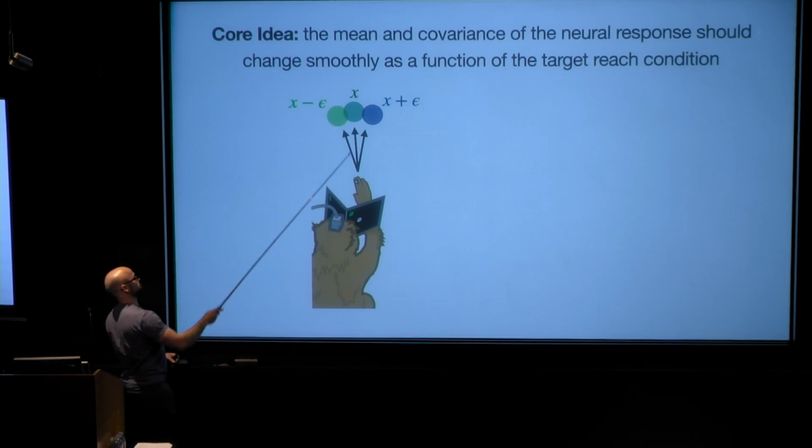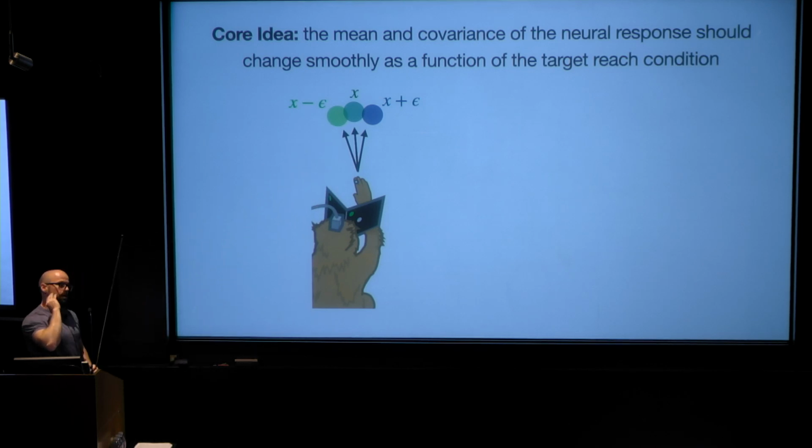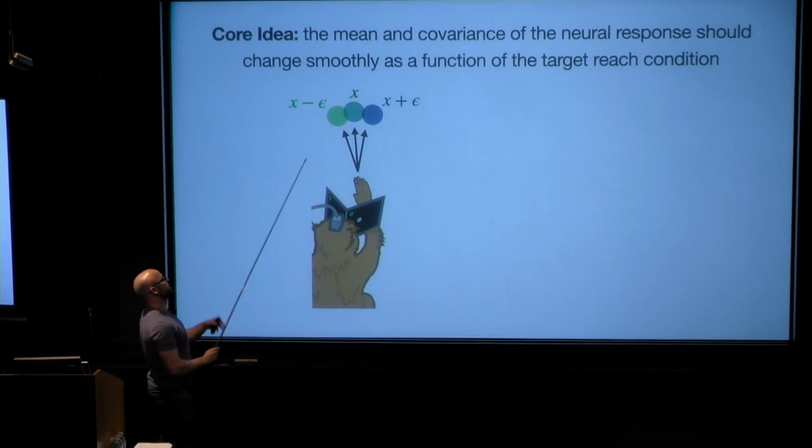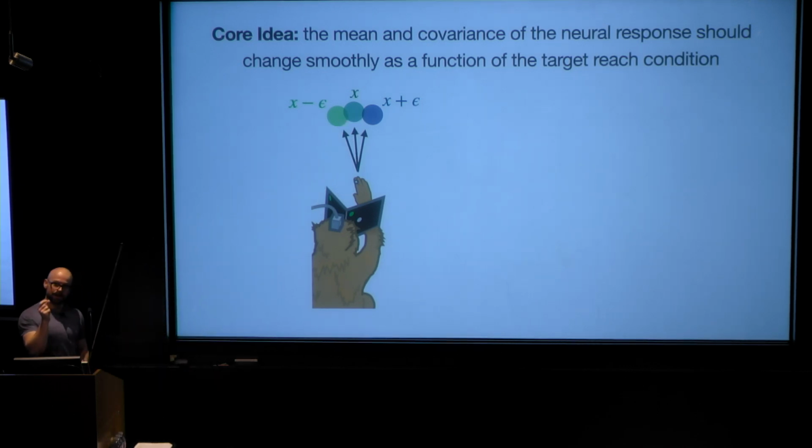The screen that the monkey's looking at is telling it where to execute the reach. You can imagine what happens if the monkey is reaching to X plus or minus a small epsilon. As epsilon goes to 0, the activity on average in motor cortex should converge to the same thing, is the basic idea. So our assumption, or prior, if you will, is that the neural activity is going to smoothly change as the motor target changes just a little bit on the screen.